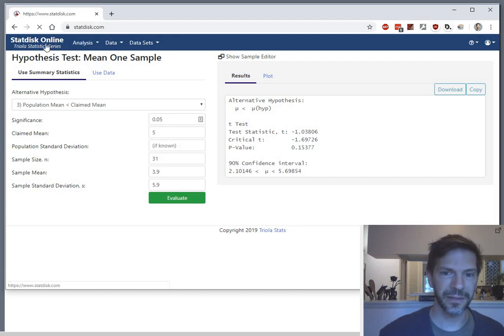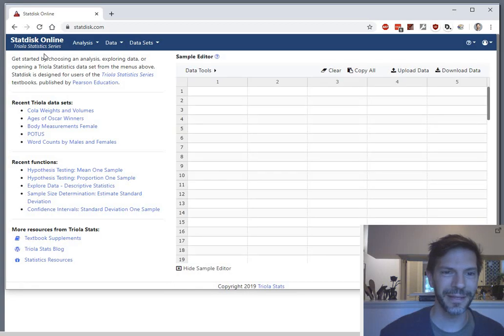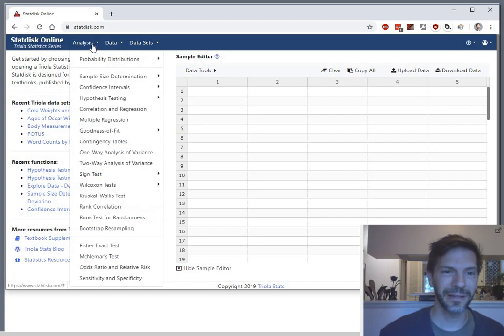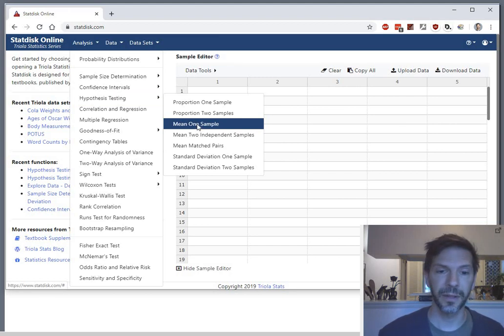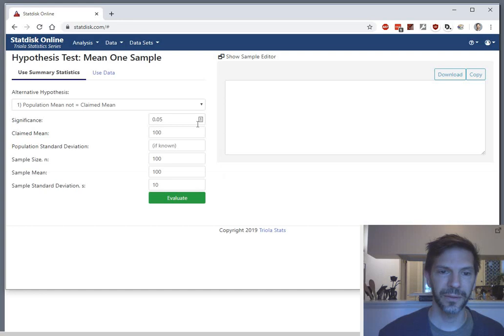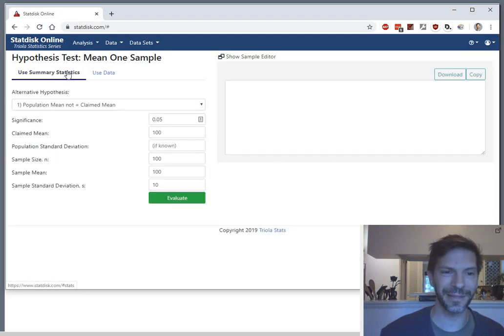So let's start over here, from the beginning, and demonstrate the whole process. With StatDisk, go under Analysis, go to Hypothesis Testing, and we are doing a mean with just one sample. So go to Mean, One Sample. And notice you've got your choice up here. You can either use the summary statistics or you can use data. If you click on Use Data, it will let you type the data in yourself, but we have the summary statistics.